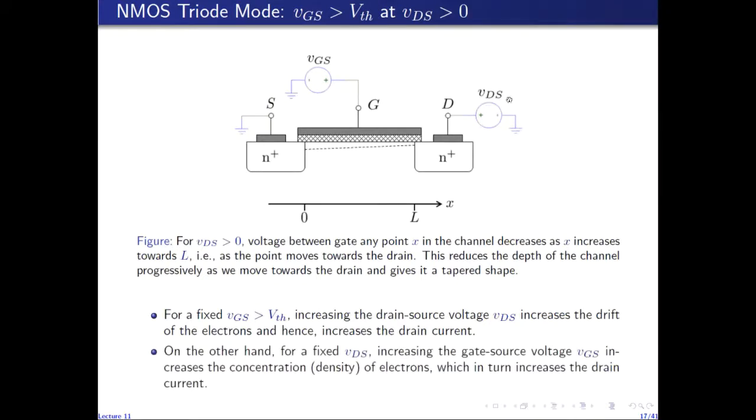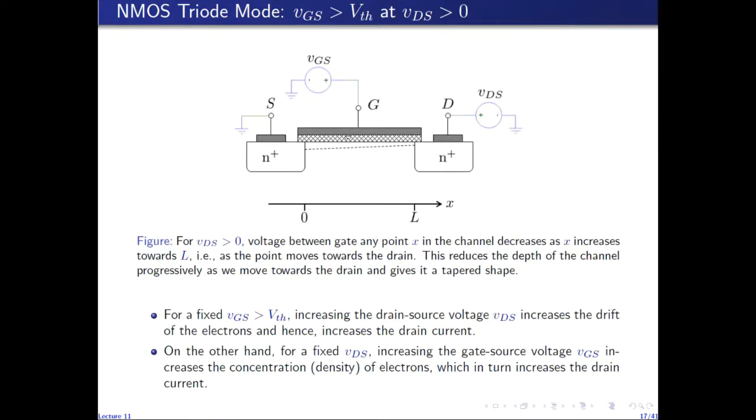On the other hand, if we keep VDS constant and increase VGS beyond V threshold further, this increased gate to source voltage will increase the vertical electric field between the gate and the channel, pointed downwards from the gate towards the channel. This increased strength of the electric field will attract more electrons from the electron-rich source and drain regions, which will increase the density of electrons in the conducting channel, which in turn will increase the drain current.